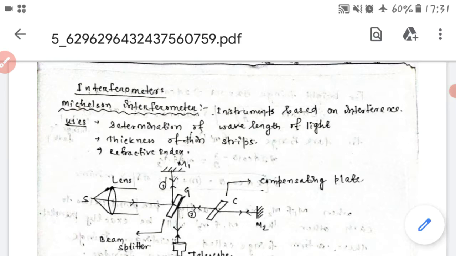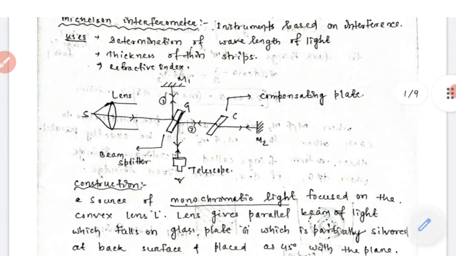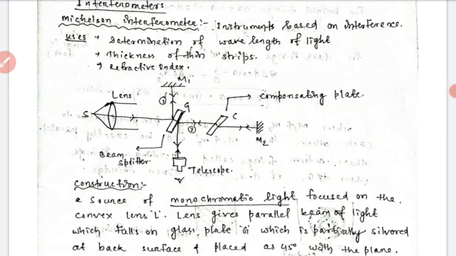We all know that interferometer is the instrument which is based on interference, and Michelson interferometer was developed by the scientist Michelson. It is used for the determination of wavelength of light, thickness of thin strips, and refractive index. Let's understand its construction and the figure.